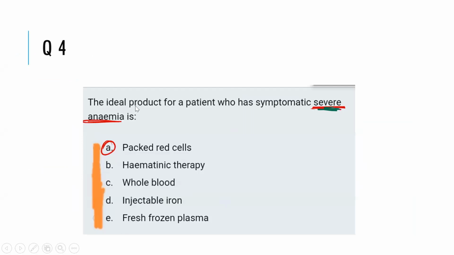Someone kindly read the next question. I feel like I'm talking too much. Kindly just unmute and read it out.